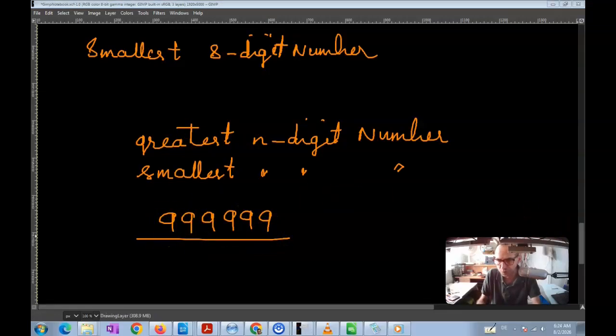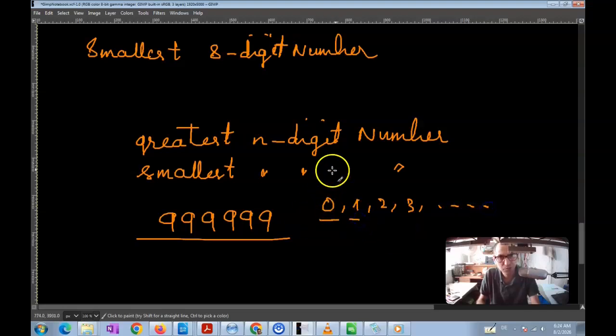When you want to write the smallest n-digit number, since the number has to be smallest, you need to use the smallest digits that you have at your disposal, which are the 0, the 1, 2, 3, and so on and so forth. So you have to pick a 0 or a 1, for example, right?